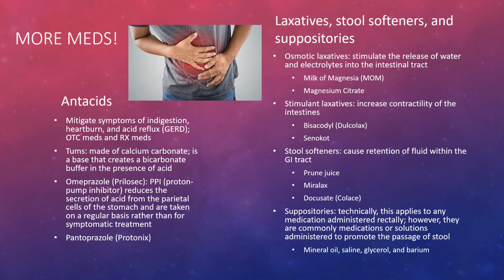Omeprazole or Prilosec is a proton pump inhibitor and reduces the secretion of acid from the parietal cells of the stomach. And these are taken on a regular basis rather than for symptomatic treatment. So usually this would be a daily medication. And pantoprazole, see, they're hard to pronounce, or Protonix, also a PPI that is often given in the hospital for patients that are bedbound or expected to be in bed for a while to help prevent reflux.